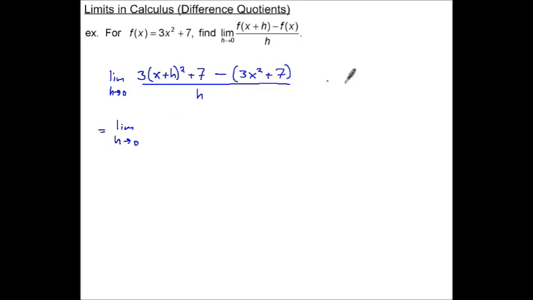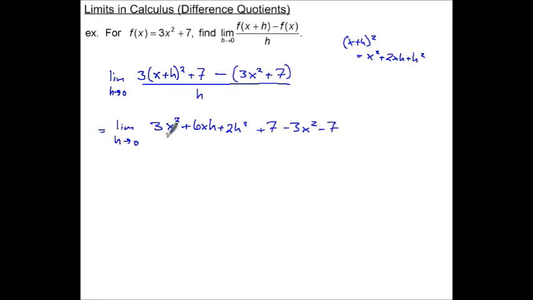Of course, the x plus h squared, if you need to see this, is x squared plus 2xh plus h squared. And again, just to save a little time here, I'm going to distribute the 3 in there as well. So I'm going to get a 3x squared plus 6xh plus 3h squared. And then I've still got the plus 7, and now distributing my negative sign gives me a negative 3x squared and a negative 7. Again, all sitting on top of an h. Now the good news is that I have a negative 3x squared and a positive 3x squared. I also have a positive 7 and a negative 7, so a whole lot of stuff just canceled.